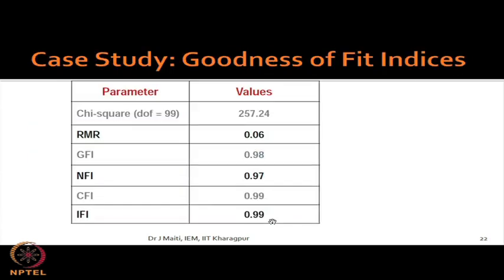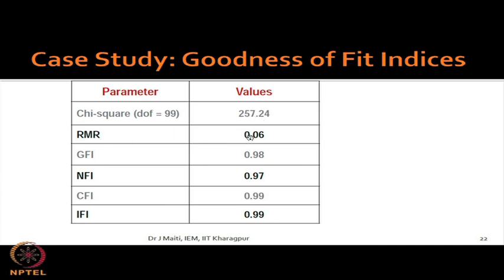Now let us see the goodness of fit indices for the case study. Here I have given some of the fit indices, there are others. The chi square degrees of freedom is 99, and the chi square value is 257.24. If you divide by 99, which is almost 100, chi square by degrees of freedom is around 2.6. So it is good because the range is 2 to 5.